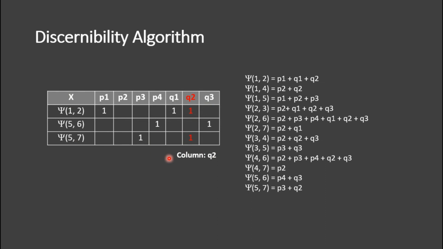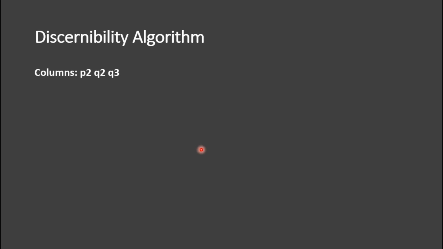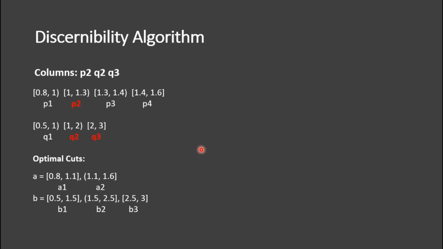Here we see the column count for q2 is the highest, which is 2. So we will remove this column and all the rows which contain 1. Now we end up with only q3 and p4. We take Q3 since it is the only column left, and then we remove that. So now we end up with columns P2, Q2 and Q3.